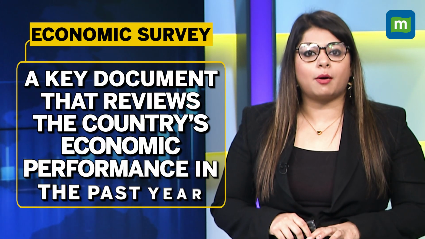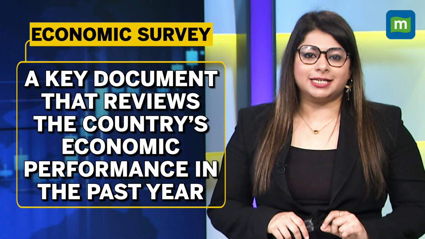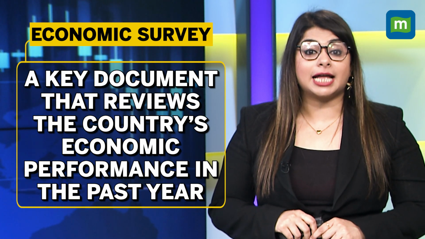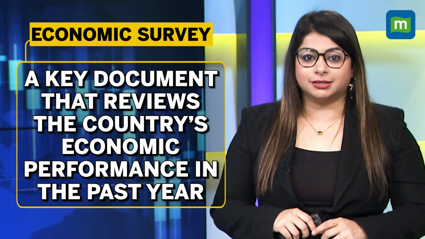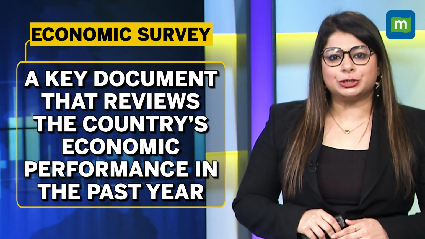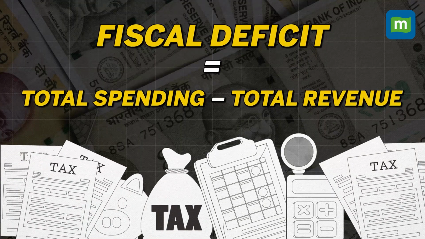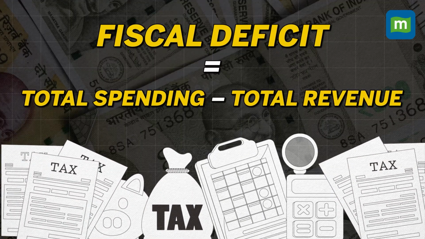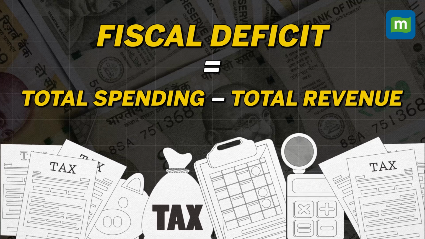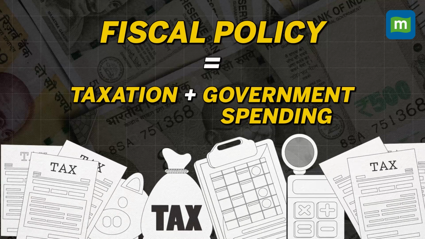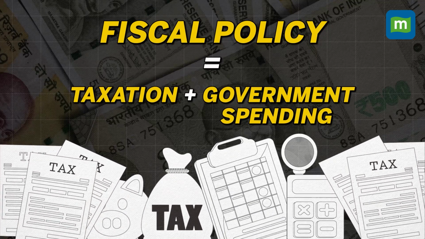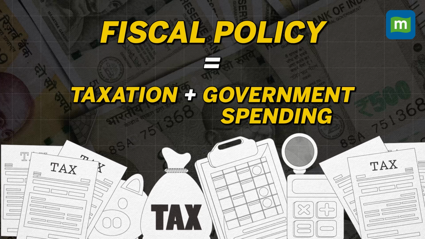Now let's also talk about the economic survey, another key term that you need to know. The economic survey is a document which sheds light on the country's performance in the financial year and paves the way for the upcoming budget. Another key term that you should know is fiscal deficit. This is the difference between the government's total spending and the total revenue, a crucial number for understanding the country's economic health. Fiscal policy, another key term that you should know. This is the government's way of managing the economy through taxation and spending.